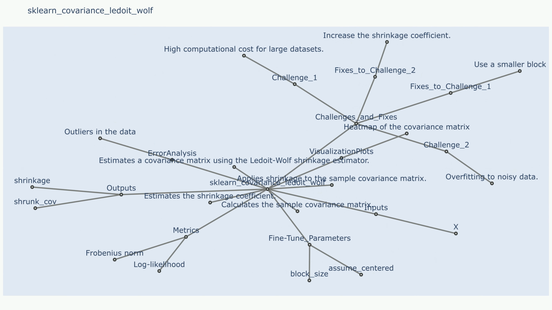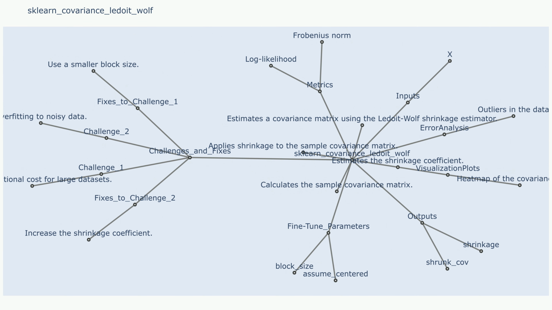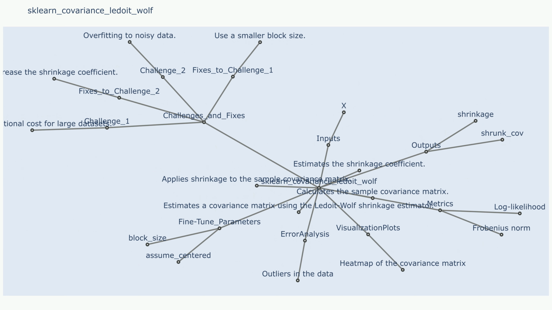Challenges and fixes. Challenge 1: high dimensionality of the data, when dealing with datasets with a large number of features. The sample covariance matrix can become highly unstable and unreliable. Sample use case that resulted in challenge 1: a dataset with 100 features and 100 samples might result in an unstable sample covariance matrix. Fixes to challenge 1: the Ledoit-Wolf shrinkage estimator helps to address this challenge by regularizing the sample covariance matrix and reducing its sensitivity to noise.